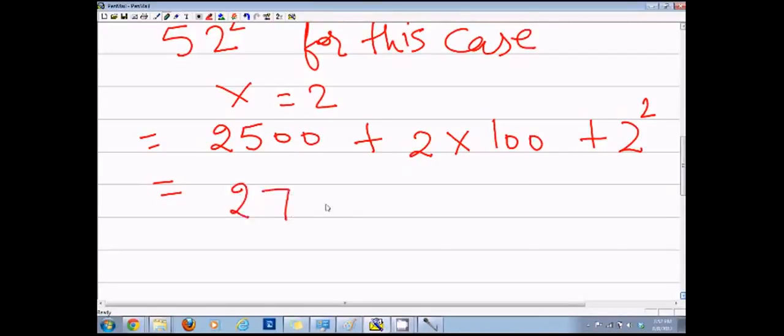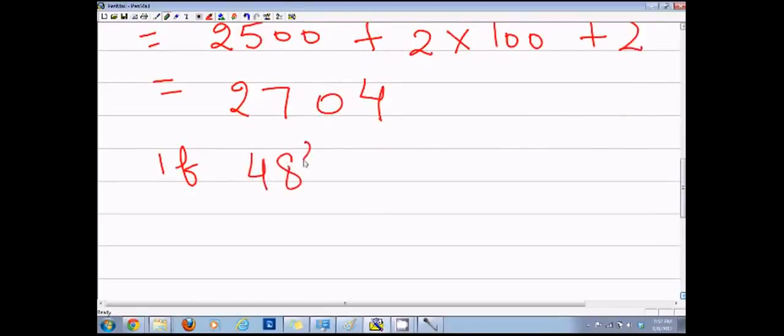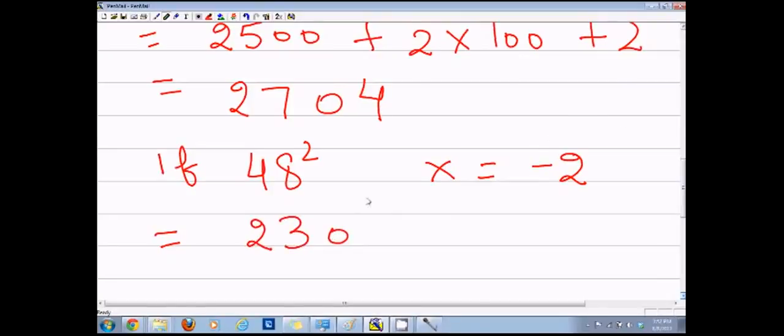So we will have 2704. And similarly, if we have 48 squared, then x is equal to minus 2, and then instead of adding 2 here, we will be subtracting 2, so we'll have 23, and then the square doesn't matter whether it's negative or positive, so the answer will be 2304.